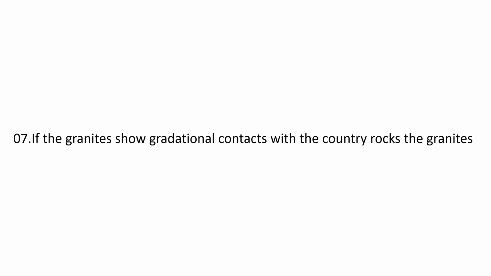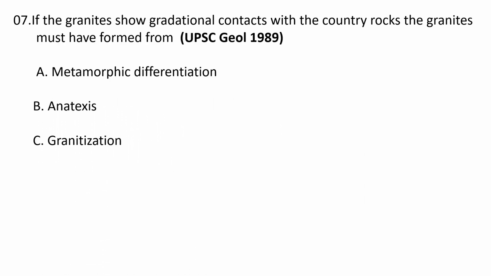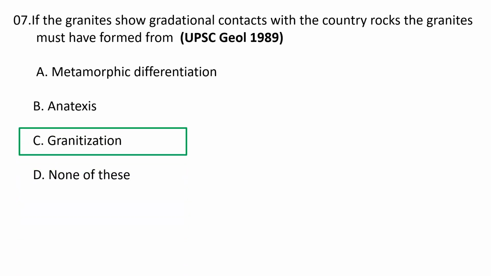Next question. If the granites show gradational contacts with the country rocks, the granites must have formed from A. Metamorphic differentiation, B. Anatexis, C. Granitization and D. None of the above. So the correct answer is granitization.